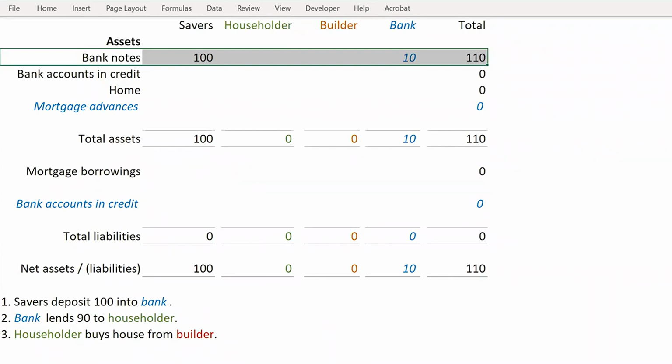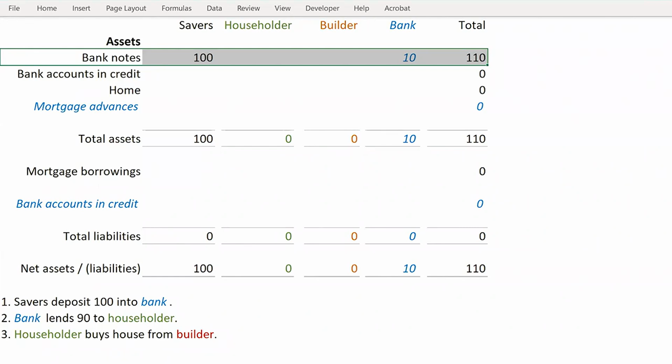Let's see how banking can create money and facilitate useful activities in the real economy. This simplified economy has got £110,000 in it. 100,000 is in the form of banknotes held by savers, and £10,000 is in the bank safe.